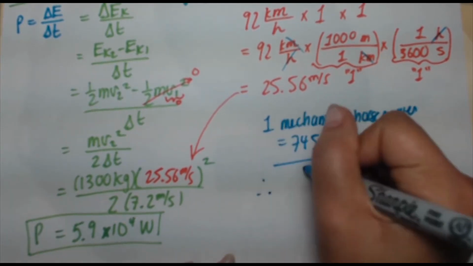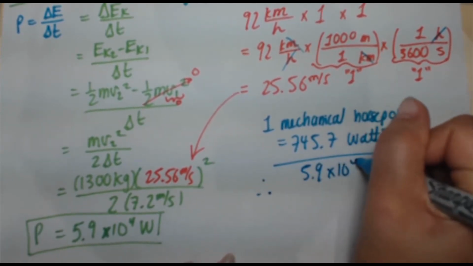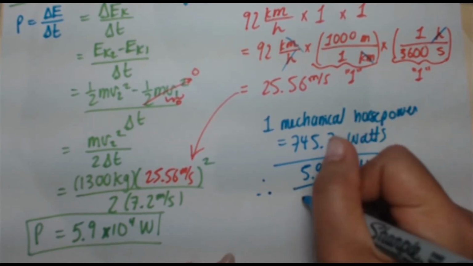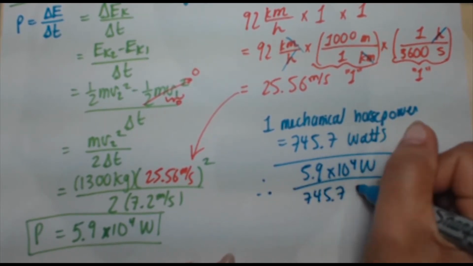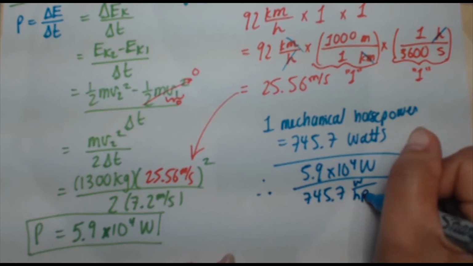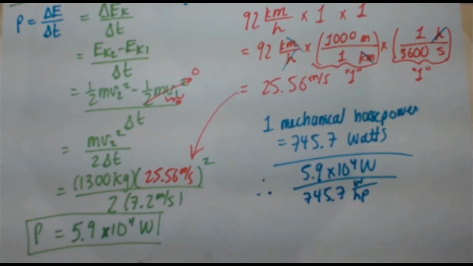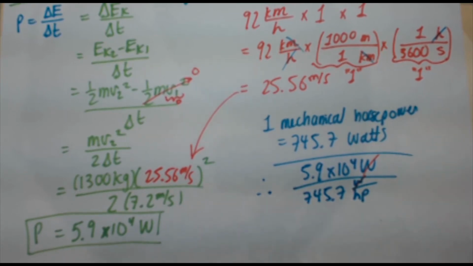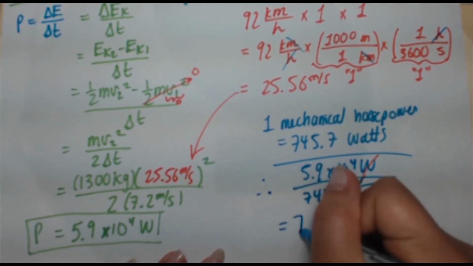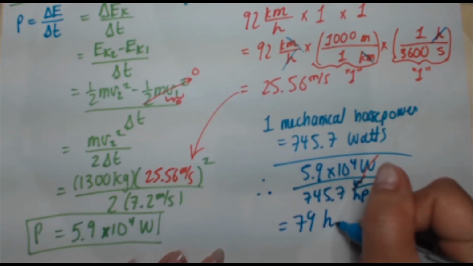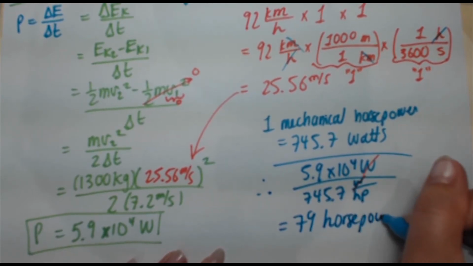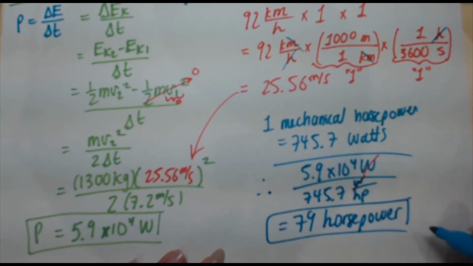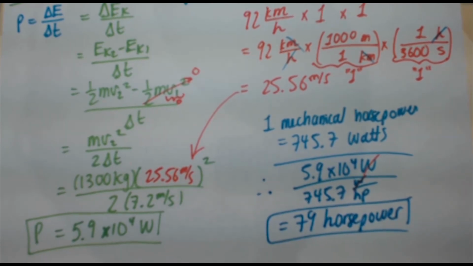Therefore, 5.9 times 10 to the 4 watts, we're going to divide that by 745.7 watts per horsepower. If you do that, your watts cancel out and the denominator comes up to the top. Dividing those two numbers, you're going to get about 79 horsepower, which is very low for horsepower. That's almost as much horsepower as my diesel Jetta has. Very low. Can't accelerate with that. And hey, who knows? Maybe this is a sports car from the 70s.